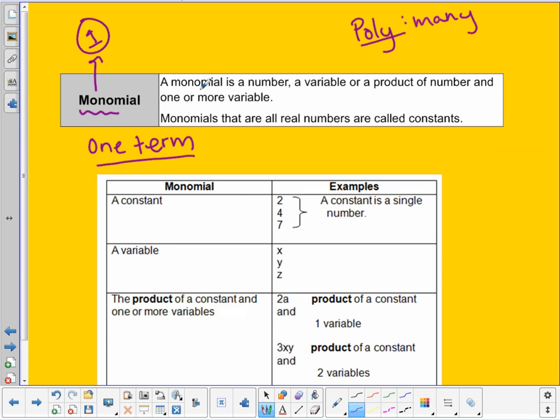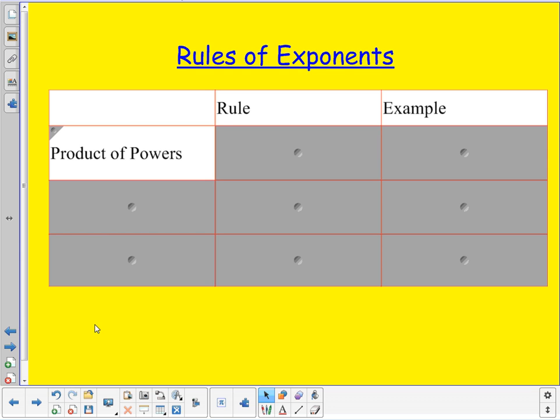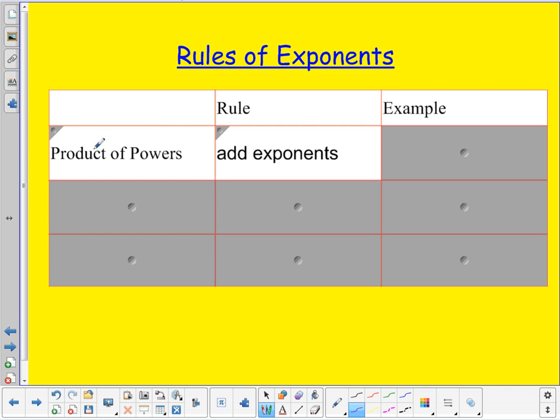So now we're getting into multiplying monomials, meaning we have no addition or subtraction here, because addition and subtraction is what we use to separate terms. But if we're looking at a monomial, they all have one term. So there's a couple of rules that we need to talk about and what happens when we multiply monomials. The first one is the product of powers rule, meaning we're multiplying powers: when we multiply powers, we add their exponents.